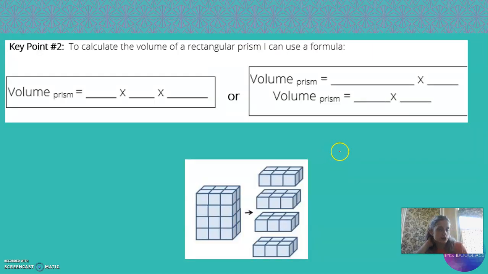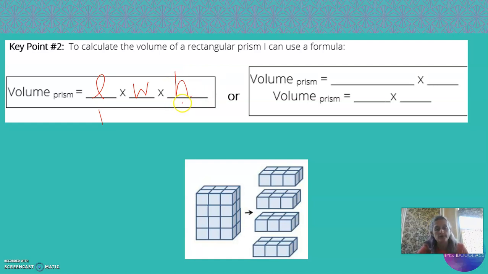So we have 2 different formulas. This is the one I prefer, which has 3 parts. So you remember you have to multiply 3 numbers. I use a cursive L for length because a regular L looks an awful lot like the number 1, and I don't want to get confused there. So L for length times W for width times H for height.